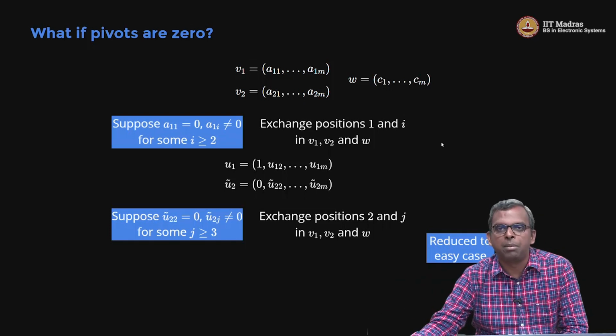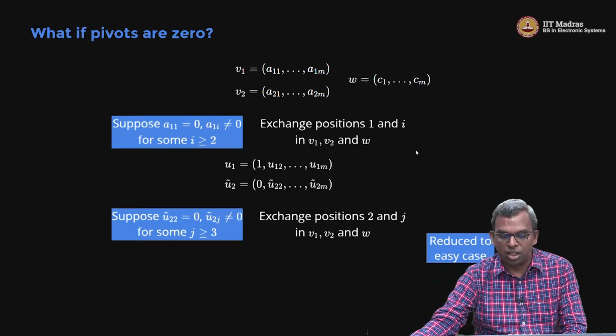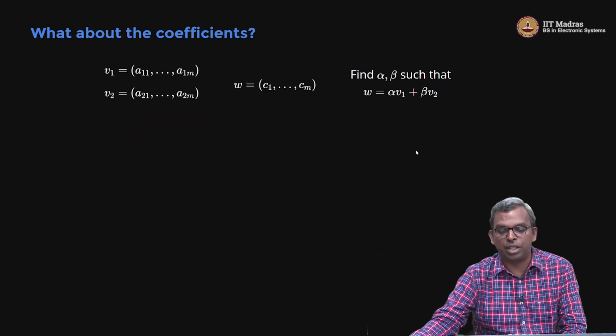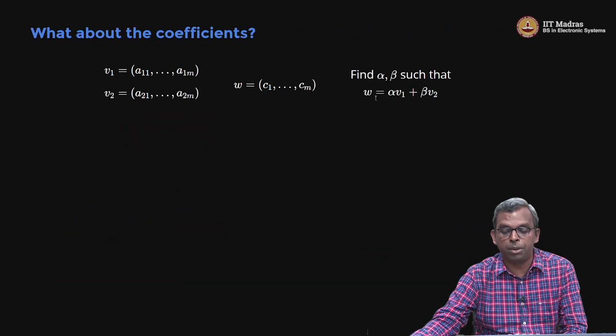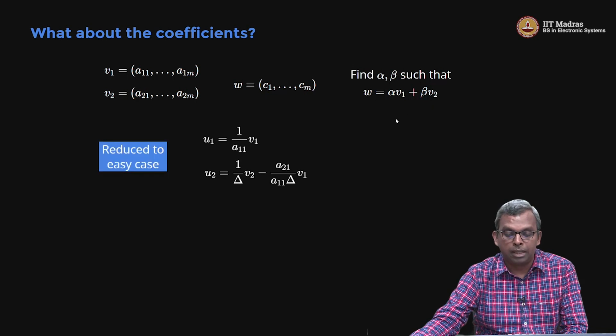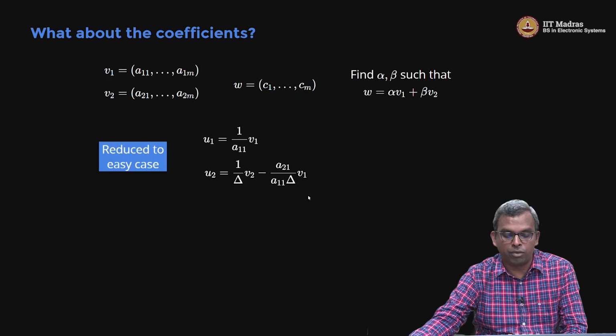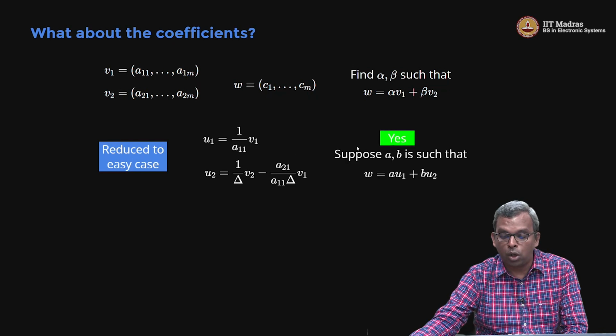Pivot 0 can be very easily handled using exchanges. What about the coefficients, right? So, see, given V1, V2 and W, I may want to find alpha beta, okay. It may not be just enough for me to say whether W belongs to the span of V1, V2 or not. I may want to find the exact alpha and beta. If that is your problem, then there is one small thing to worry about, okay. So, we have reduced it to easy case. Let's say we found non-zero pivots, we reduced to easy case, you got U1, U2 and you expressed it like this. Now, I know how to solve this problem.